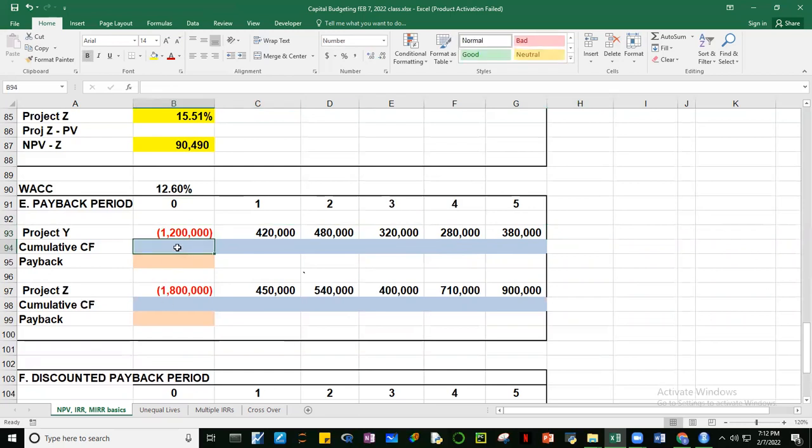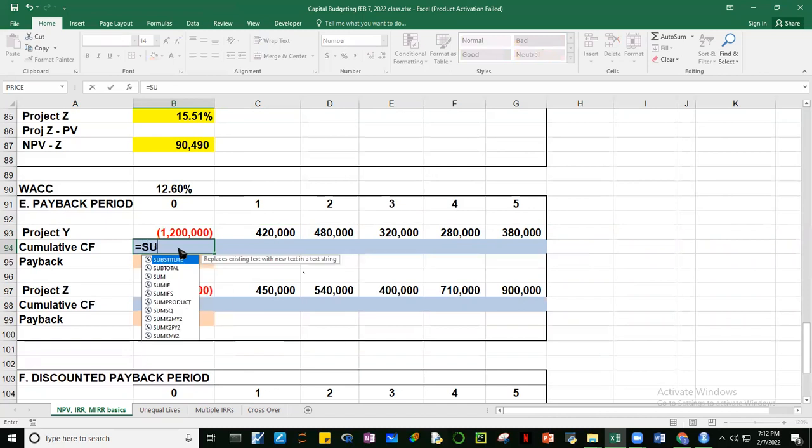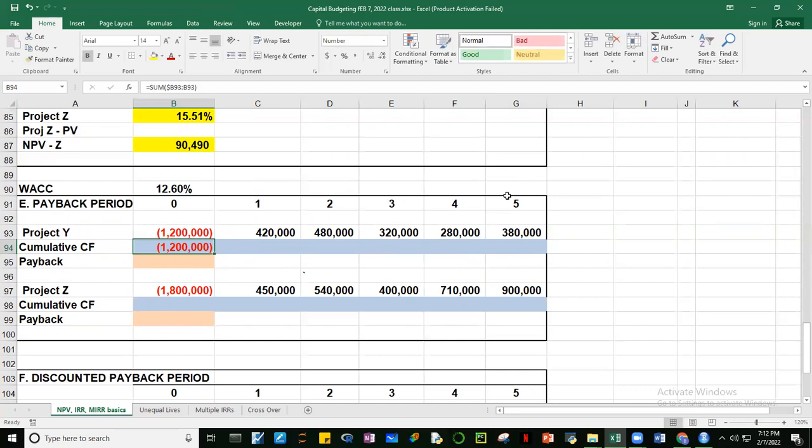So let's do that. How do we compute for the cumulative sum? Okay? So this, and then press colon. Pag press natin colon, uulitin natin yung B93 to B93. Tapos sa first one, i-fix natin yung column B. Kasi kakopy natin to the right. F4. I'm fixing column B. $B93. Okay. Enter. And then copy.